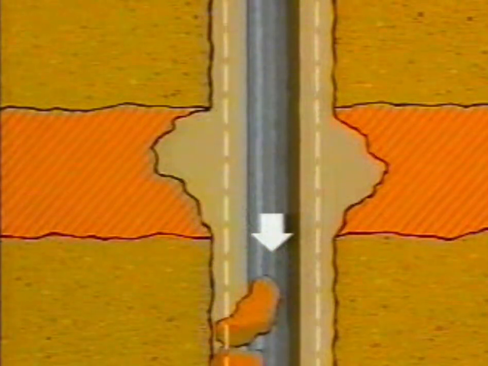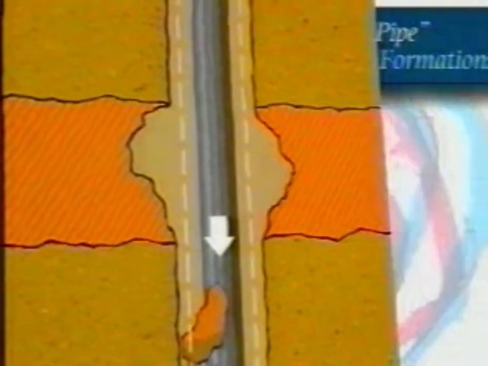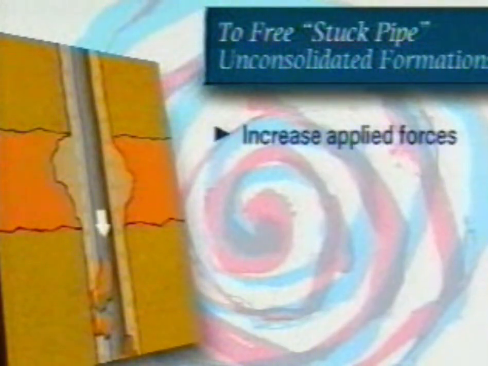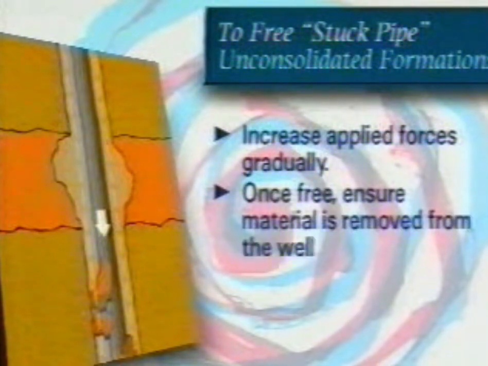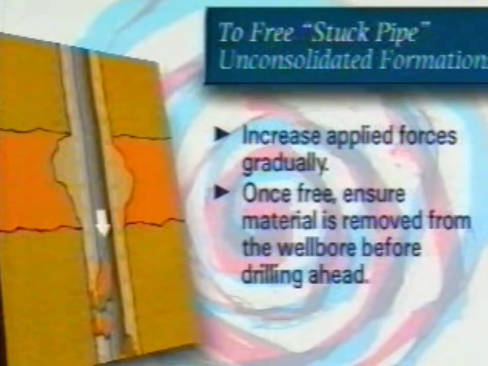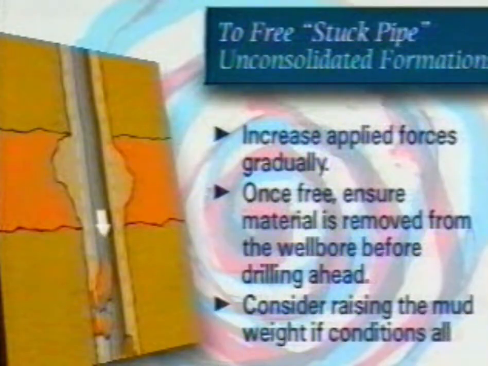To free the pipe, circulation must be established, with concentration on working the string downwards to disturb the bridge. In addition to this, it is important to increase the applied forces gradually. Once free, ensure that material is removed from the wellbore before drilling ahead. Consider raising the mud weight if conditions allow.